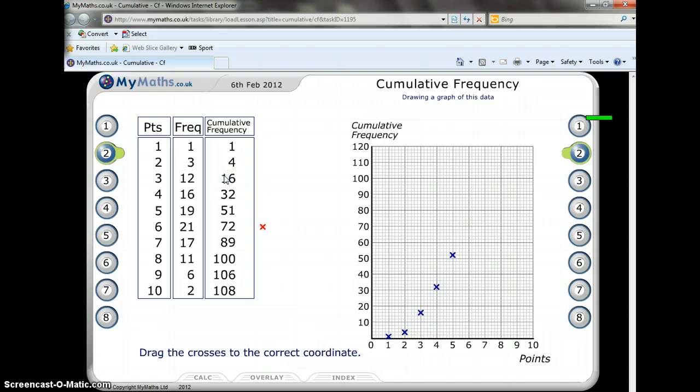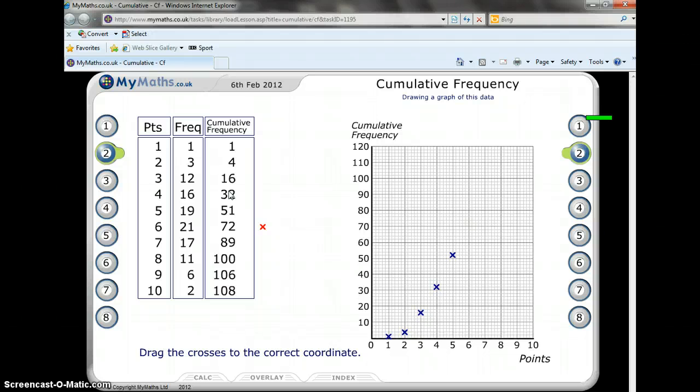And again, just one more. Then the next value is 16. The cumulative frequency previously was 16. Added together gives me 32. And so it continues until you find your total cumulative frequency. Now, all we have to do then to draw a cumulative frequency diagram is to plot those points.